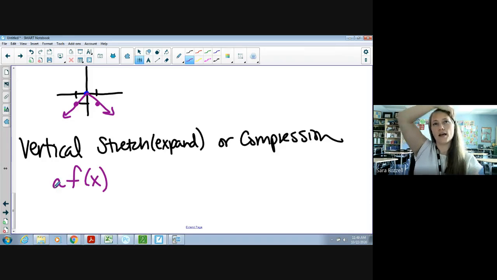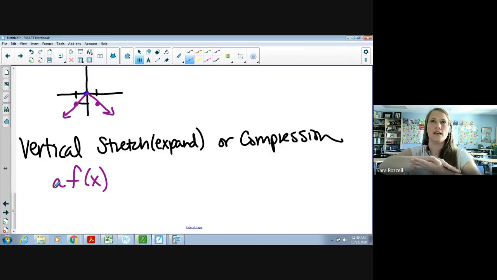Okay? What kind of numbers would make it condense, would make it smaller? Would make my V shape to where it was a little bit flatter. So I said doubling it makes it look like this. What's the opposite of doubling something? What's the opposite of double?